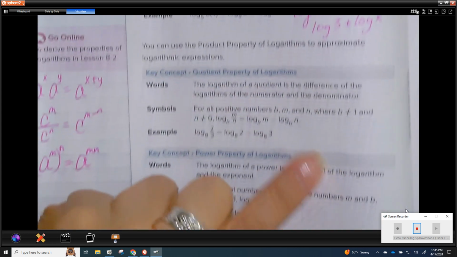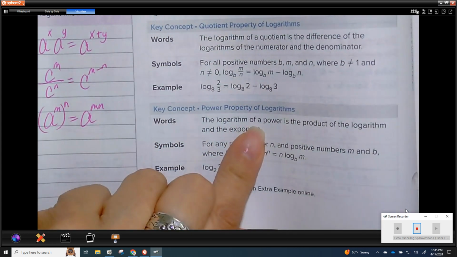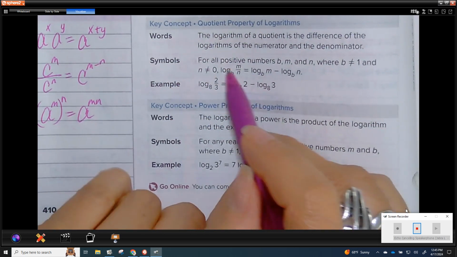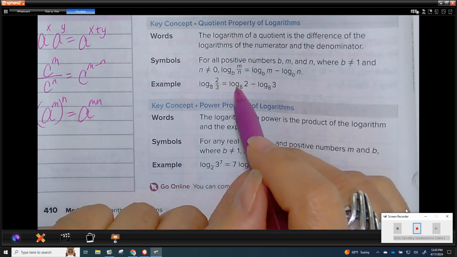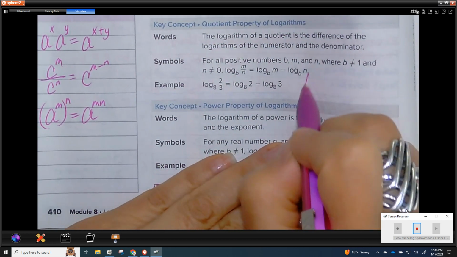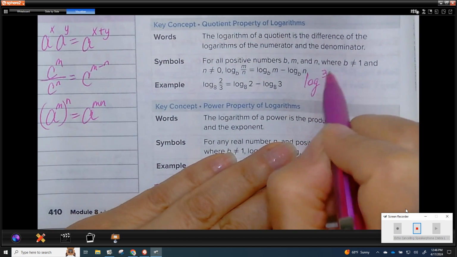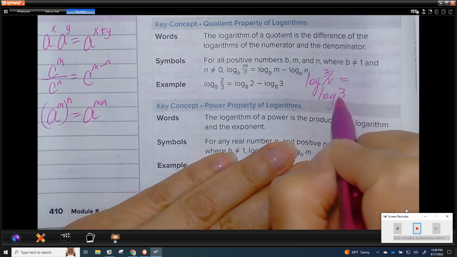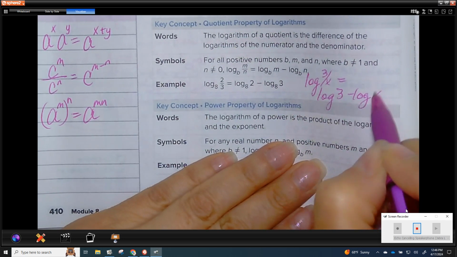The next one is division. And for division, we're going to subtract logs just like this, but we're going to have to make sure we have log, the word log, for the numerator and for the denominator. So if I have log of 3 divided by x, that is log of 3 minus log of x.